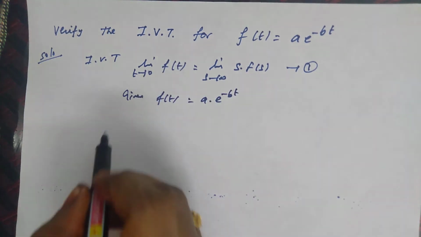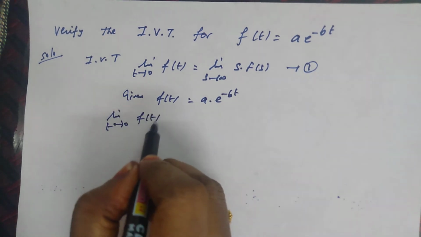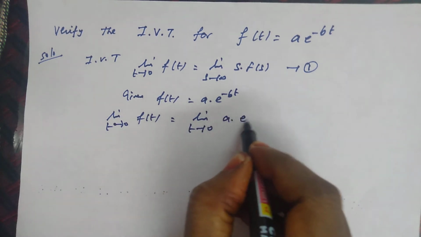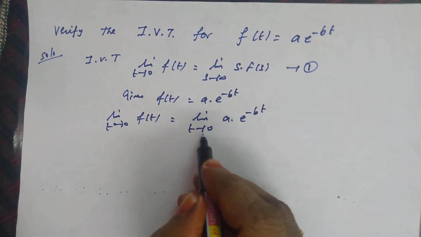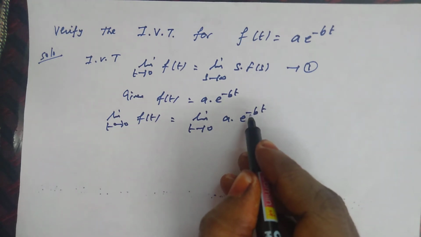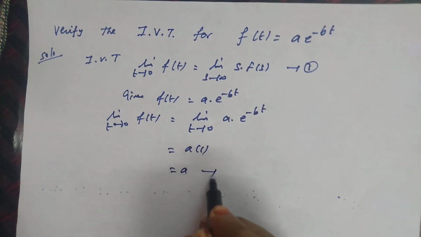Now we will go for the left hand side. Limit t tends to 0 of f(t) equals limit t tends to 0 of a into e power minus bt. When we are allowing t tends to 0, this term will become 1, that is e power 0, that value is 1. So automatically a into 1, we can get the answer as a.